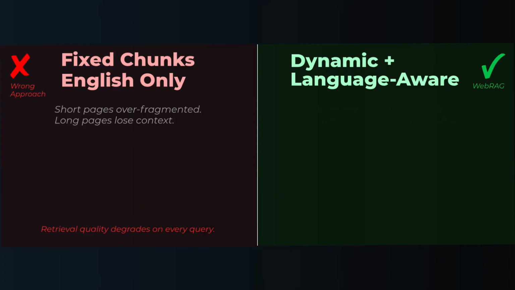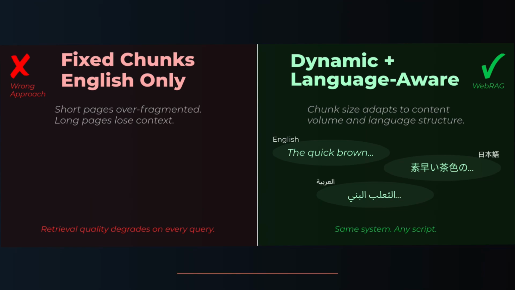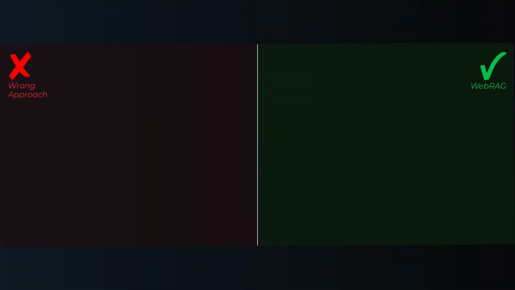WebRAG uses dynamic chunking, and here is where it gets interesting. For languages like Japanese and Chinese, where words aren't separated by spaces, the chunking strategy switches automatically to character-based sizing. The system detects the structure of the text itself, not just the declared page language, and applies the right approach. That's not a feature most RAG systems think about at all.